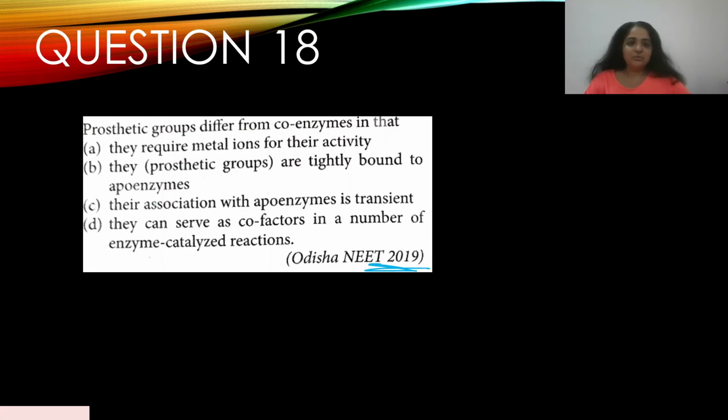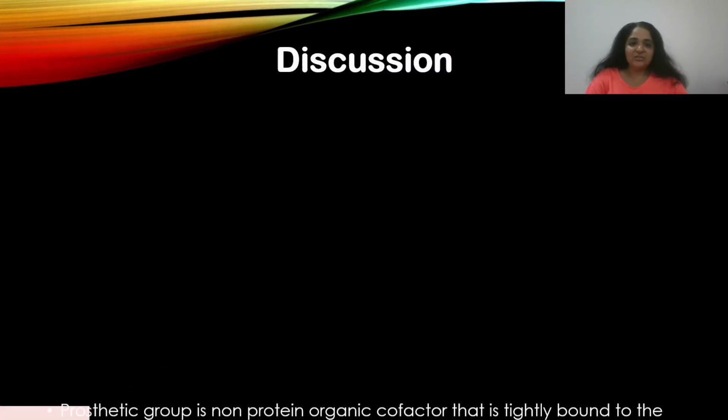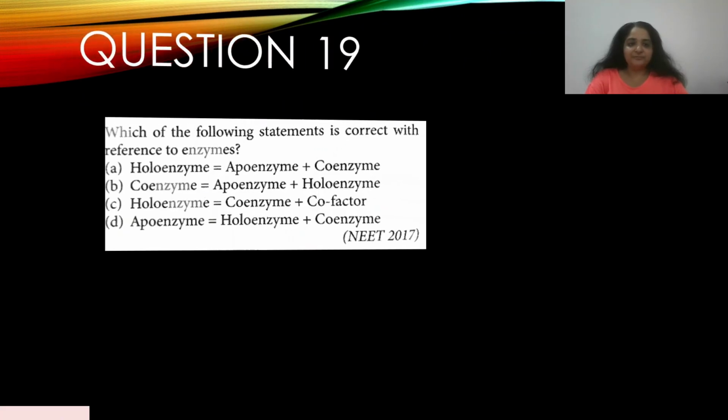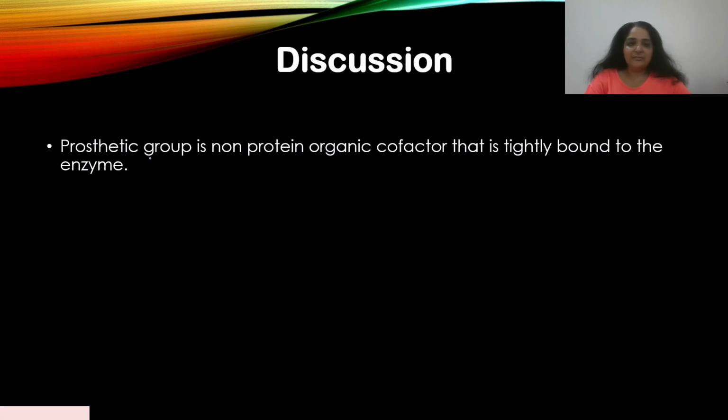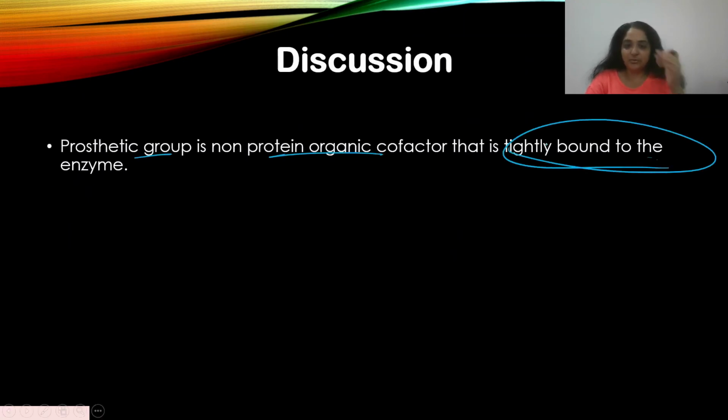Prosthetic groups differ from coenzymes. It's clearly B: prosthetic groups are tightly bound to apoenzyme, that means the protein part. So the answer is B. We just discussed this in question 17, so it's pretty much the same thing. Prosthetic group is a non-protein organic factor that is tightly bound. Remember, prosthetic group is tightly bound to the protein part of the enzyme. That's the apoenzyme part.